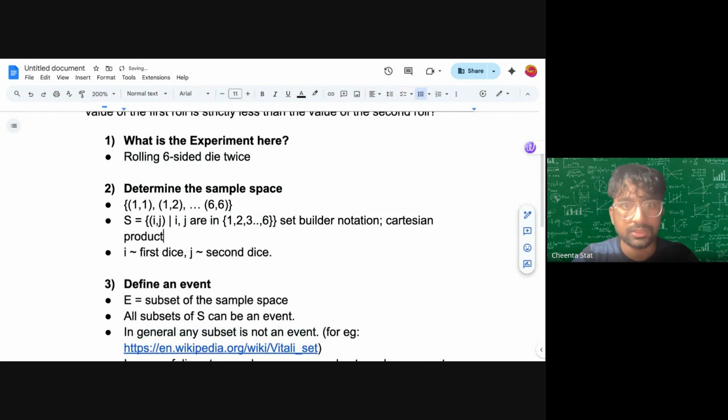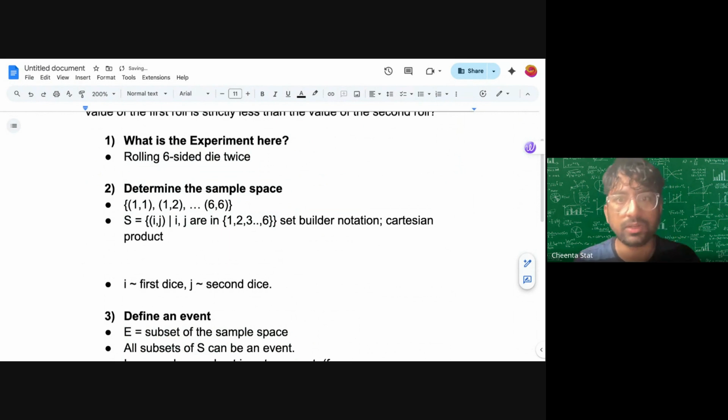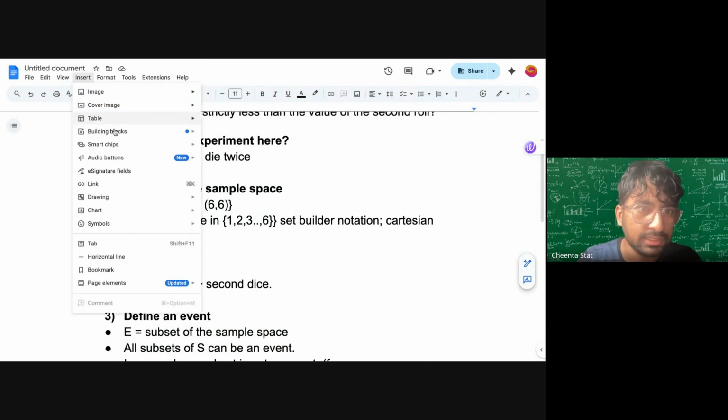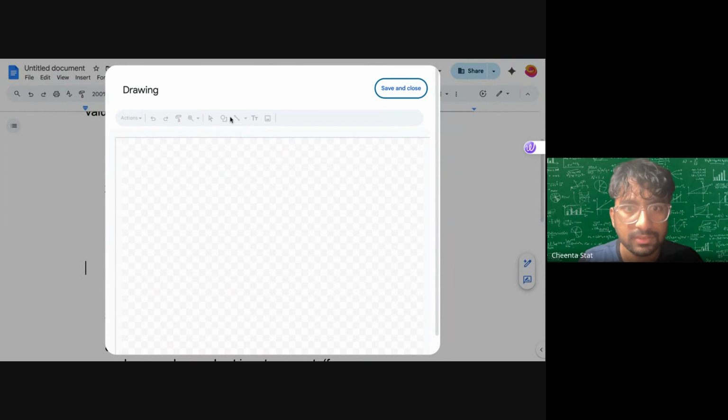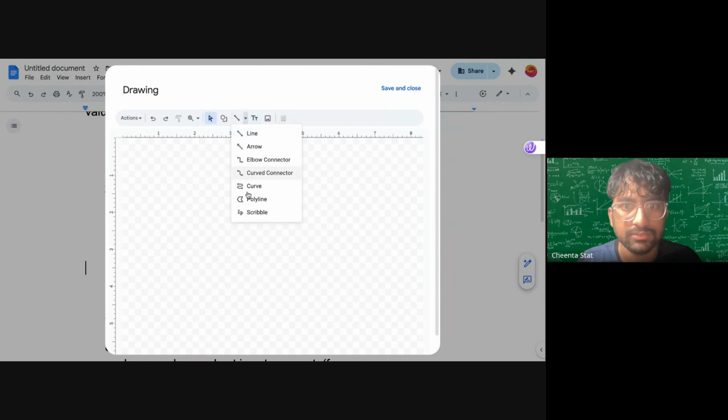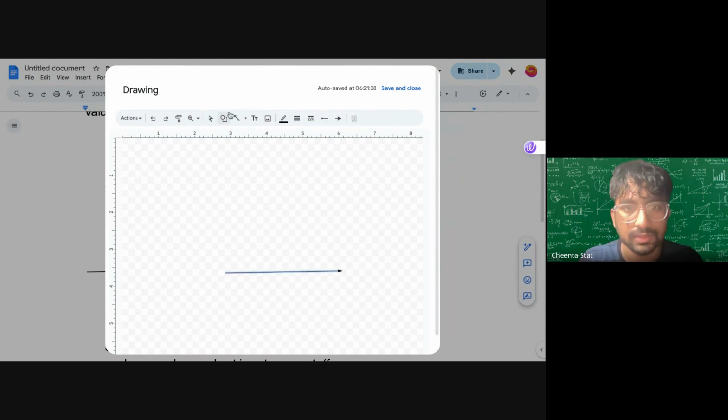And this Cartesian product is very important to understand. If you want to visualize this, how will it look? Let's see if I can draw. Yeah, perfect, I can draw. So if you want to visualize this, it will be something like this. This is the x coordinate. This is the y coordinate.